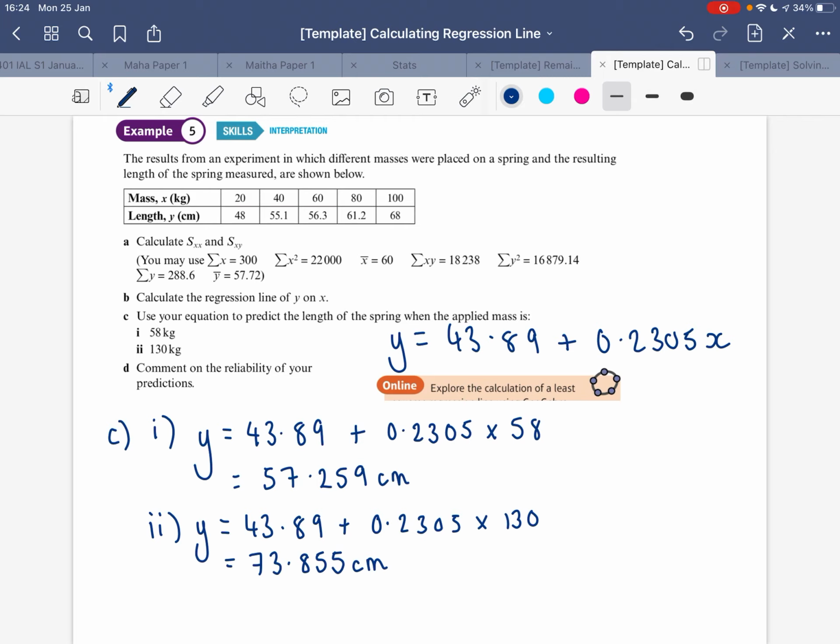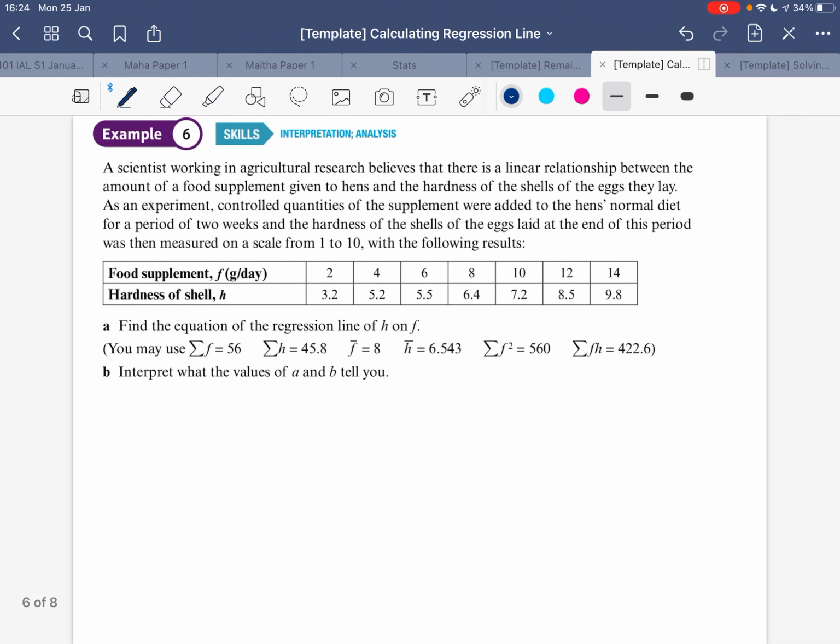That is what you would write for part D. I'm not going to write it down because you don't want to watch me just write things onto the screen. But that is what you would write for part D.